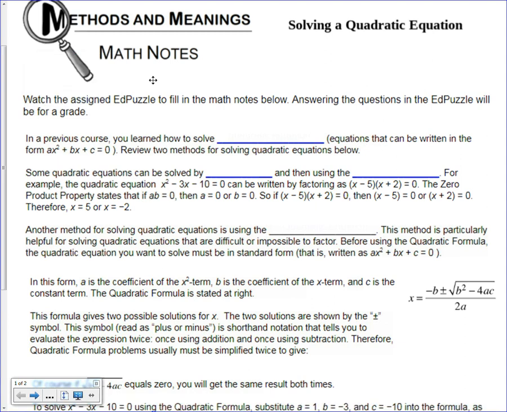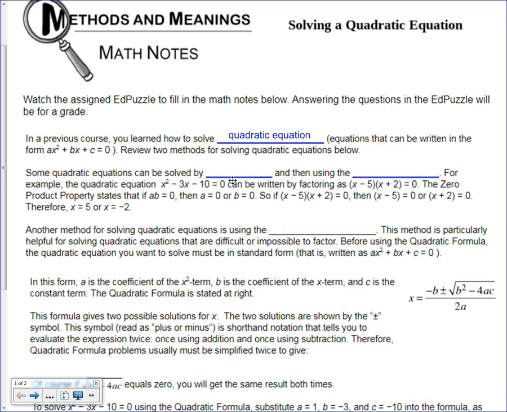These are notes for section 1.14 on review of solving a quadratic equation. In the previous course, you learned how to solve quadratic equations that can be written in the form ax squared plus bx plus c equals 0. We're going to review two methods for solving quadratic equations below.